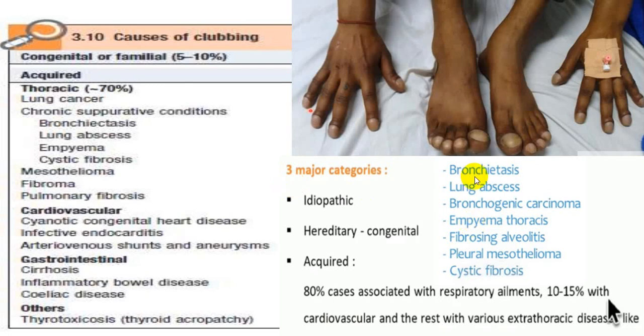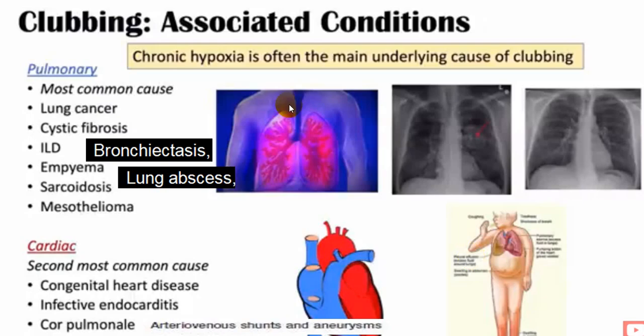And among respiratory, bronchiectasis, lung abscess, bronchogenic carcinoma, empyema come topmost on the list. So this will be topmost on the list. Always look for those causes. So among respiratory, chronic hypoxia like cystic fibrosis, interstitial lung disease, sarcoidosis, etc. Suppurative lung disease, bronchiectasis, lung abscess, empyema. And among malignancy, bronchogenic carcinoma, mesothelioma. So that will be the three big groups.